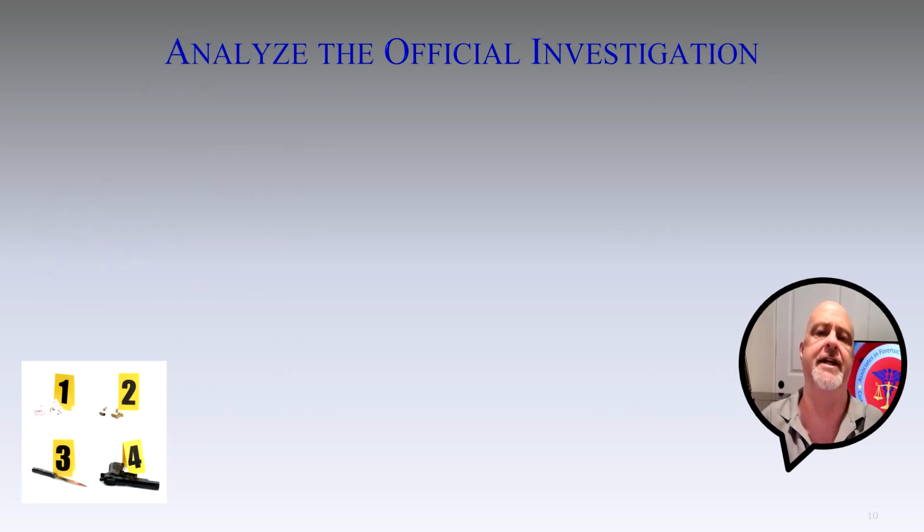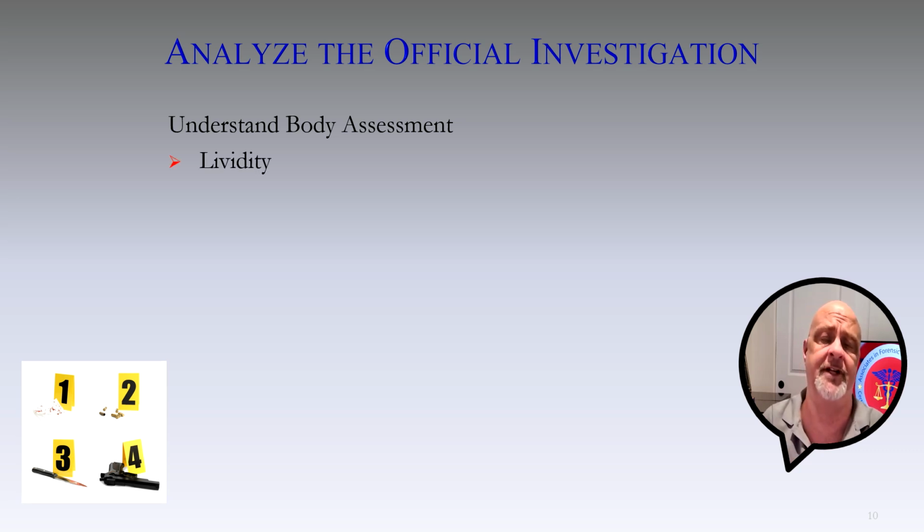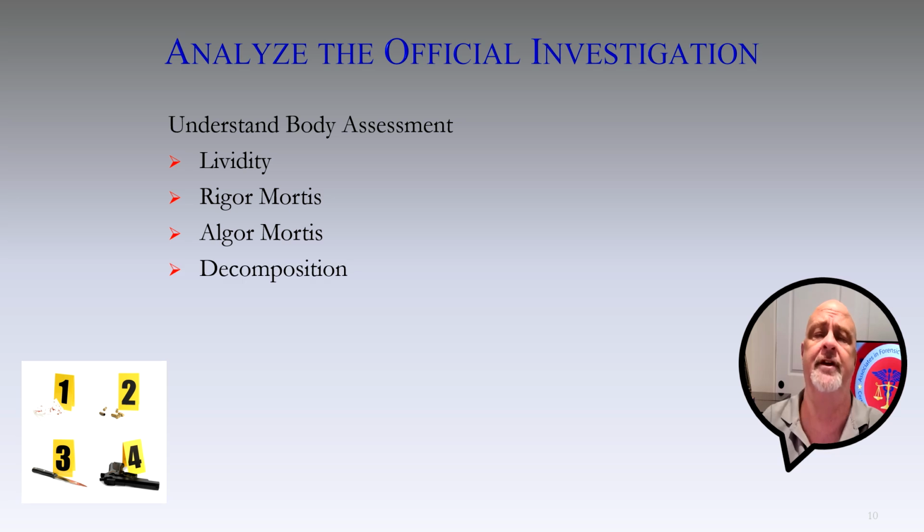So the first thing we need to do is analyze the official investigation. And you need to understand what's involved in that, because it's not the same as most investigations when we talk about the coroner medical examiner's office. But we also need to talk about the law enforcement investigation. Maybe OSHA got involved, maybe NTSB, National Transportation Safety Board, such as with maybe an aircraft or train crash, fatalities.